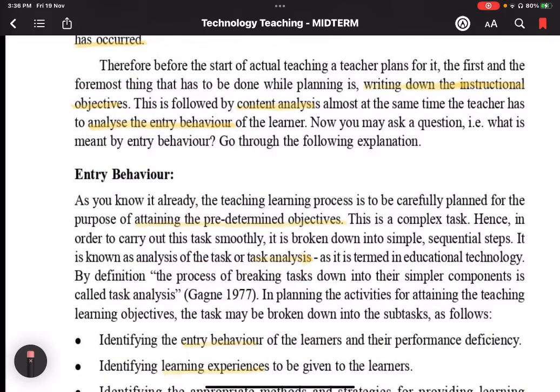So as you know it already, the teaching process is to be carefully planned for the purpose of attaining predetermined objectives, no? So we use the task analysis, no?